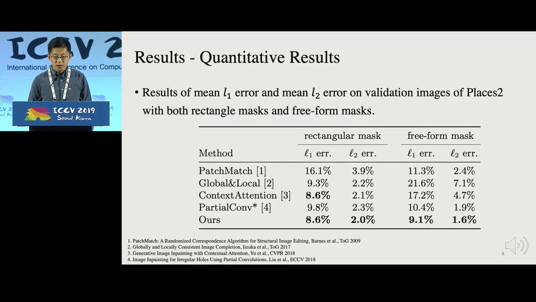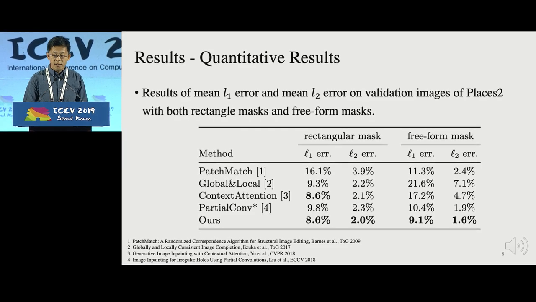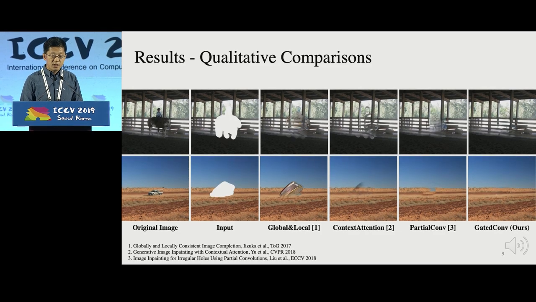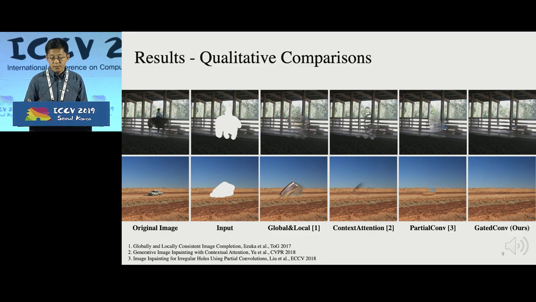In our experiments, we quantitatively compare our method with the state-of-the-art methods in terms of L1 and L2 errors. As you can see from the table, our method achieves better results, and especially on the free-form mask cases, our improvement is larger. Here we show some sample results for qualitative visual comparison. From left to right, we show the original image, input, global local method, contextual attention, partial conv, and our proposed method. As you can see, our method generates more visually pleasing results.